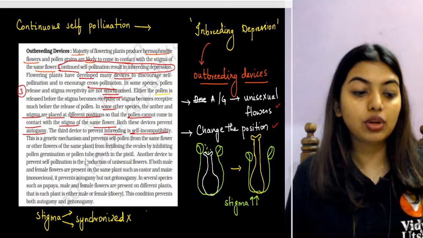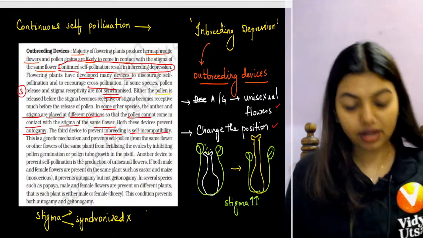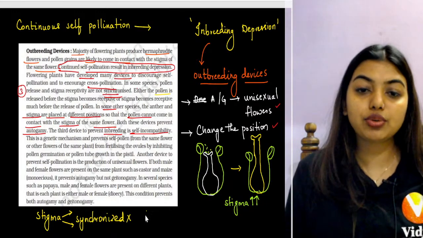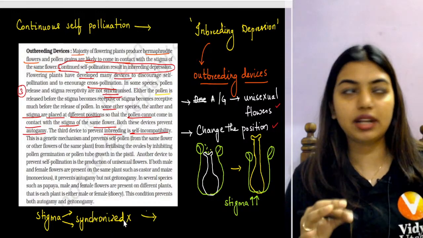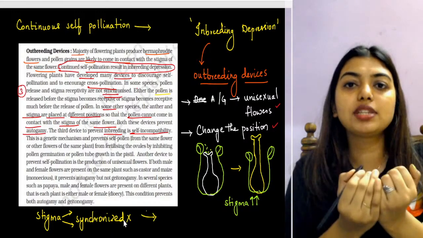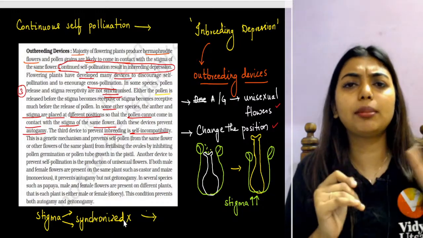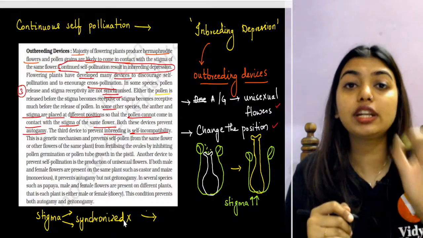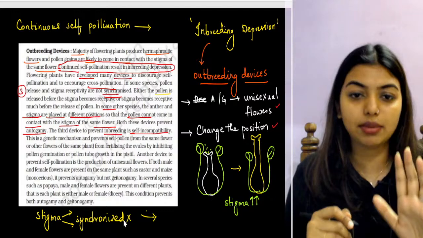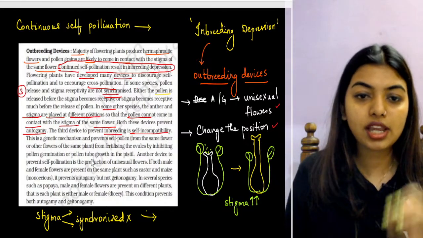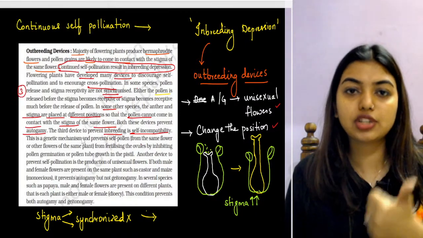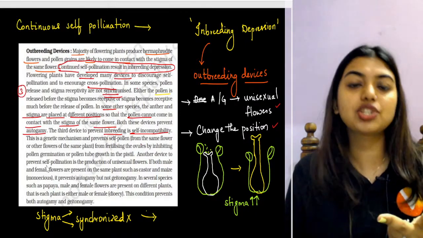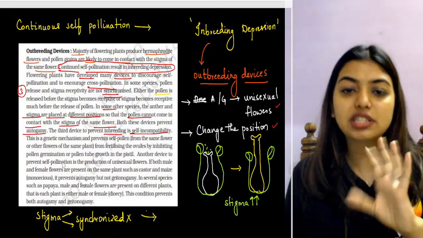So what they are going to do, students, is make sure that I am not compatible. When self pollen comes and falls, the stigma will be like, wait, you are not compatible, I am going to reject you and I will not let you grow the pollen tube on the stigma. So the stigma will decide like this. Around 4 points are there for inbreeding depression, so you can remember: unisexual flowers, change in position, synchronization will be changed, and also self incompatibility.